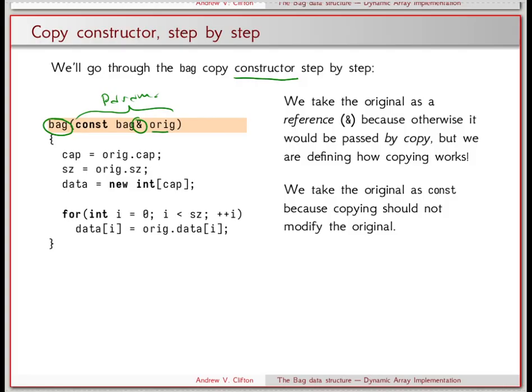But when you copy something, you don't change the original, right? Like when you put something on a copy machine, it doesn't change. We have the const on here to basically promise that we're not going to modify the original. We're not going to change orig. We're just going to look at the stuff inside it and duplicate that stuff. So you can identify a copy constructor as a constructor that takes a const reference to the same kind of thing as the class itself.